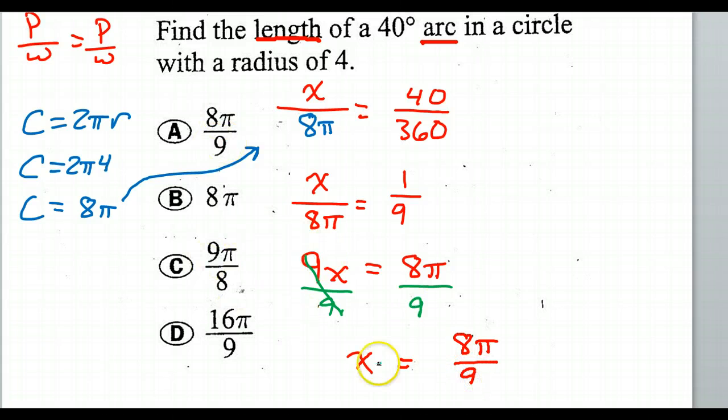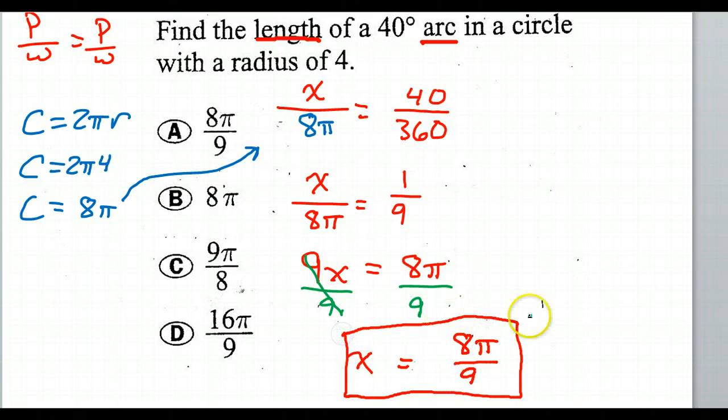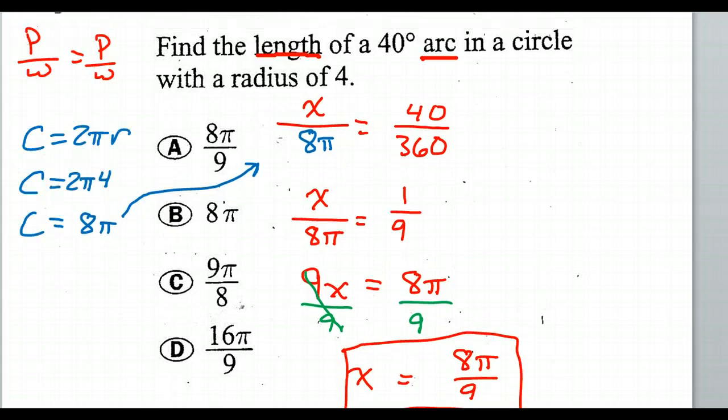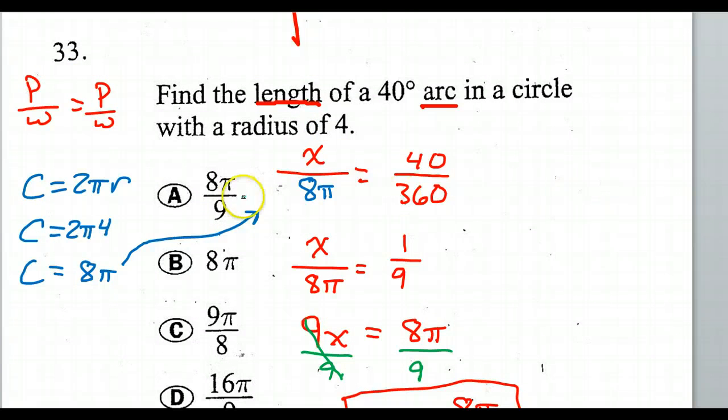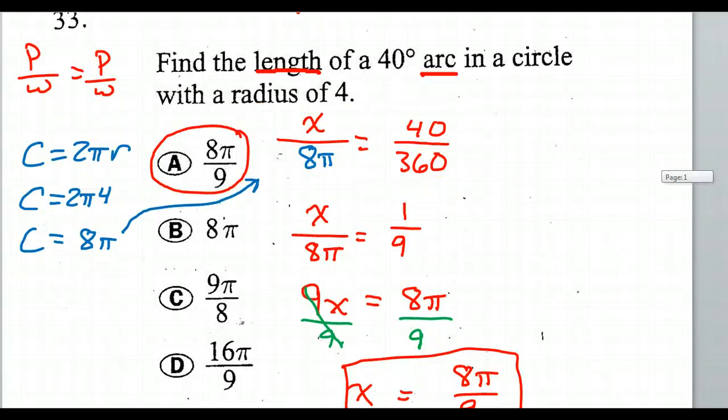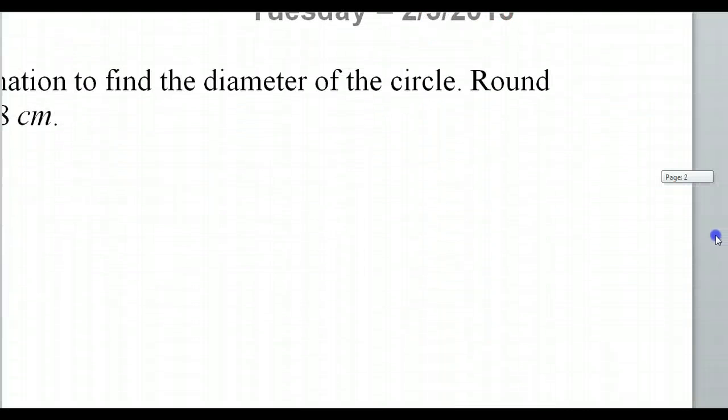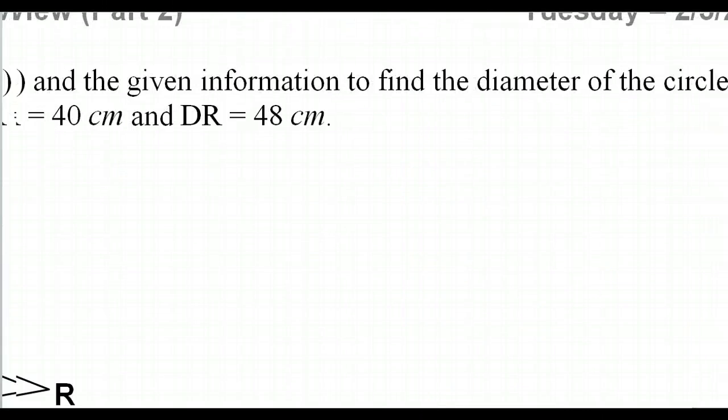And this time the answers are in exact form, no decimals, so it's important that we kept everything tidy. So 8 pi over 9. So that's why this is my answer, A. All right, that's how we do that one. So let's move on. Okay, it just gets more and more interesting from there.